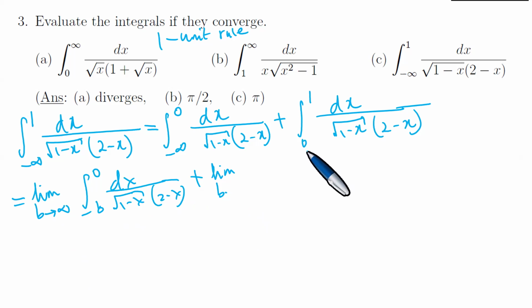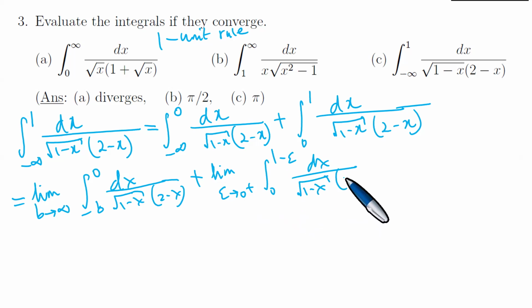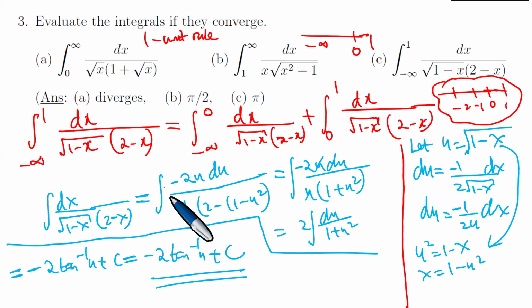Okay, here then, because the problem is at 1, you must use epsilon. Epsilon approaches 0 from the right, and then it's 0 to 1 minus epsilon dx divided by the square root of 1 minus x, 2 minus x. Okay. What is the integral here? The limit as b approaches infinity. What is this integral? Let's check.